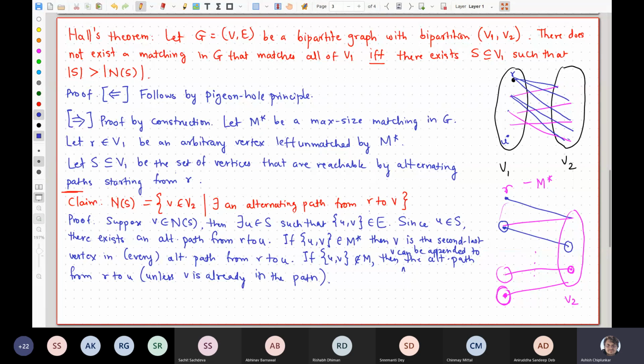Is this point clear? Sir, please explain this again. Yeah. So you have an alternating path from R to U. So this is R, this is U. If V is already on this path, then you already have an alternating path from R to V.